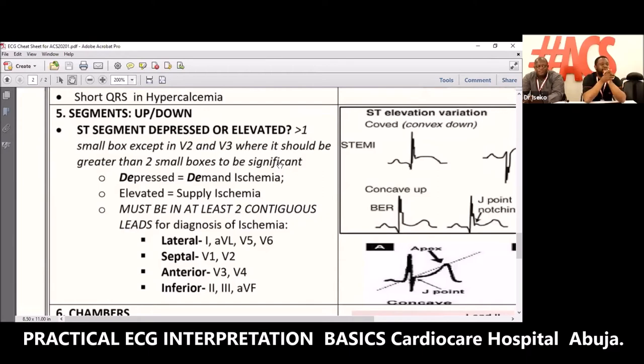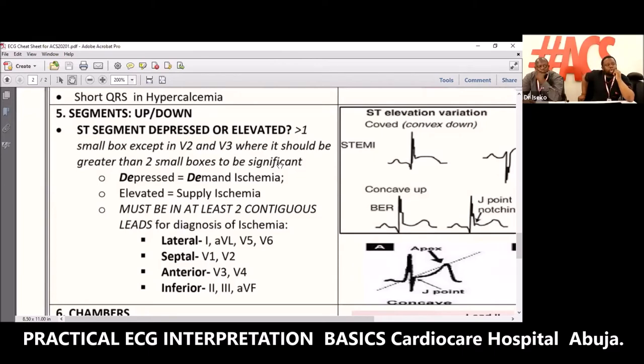Now the ST segment. This is now very important. If you don't hear anything, you must hear this one, because this is where people come with heart attack. You must do an ECG and you must recognize this. An ST segment greater than one small box in elevation is considered ST segment elevation.